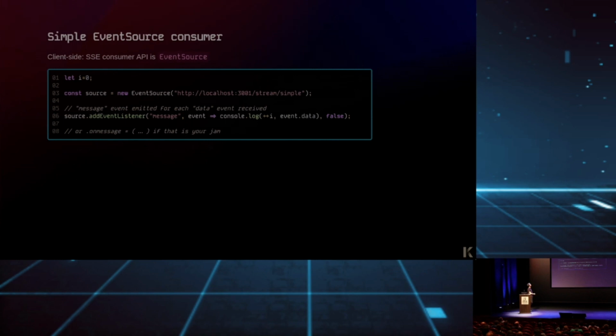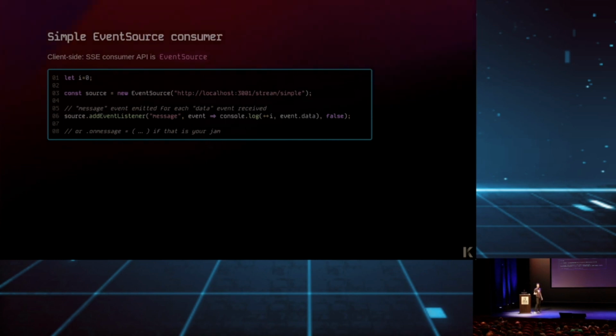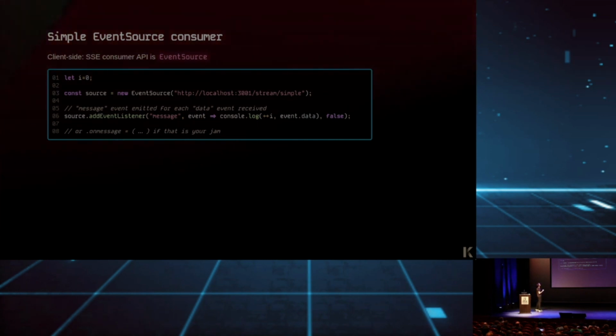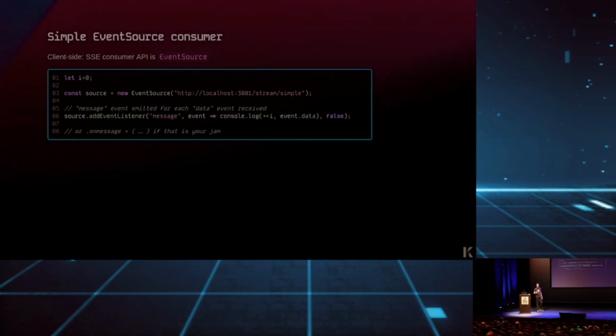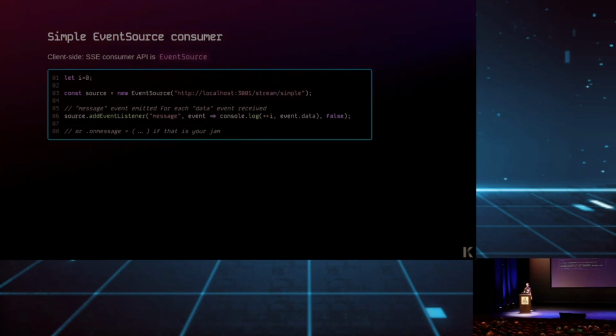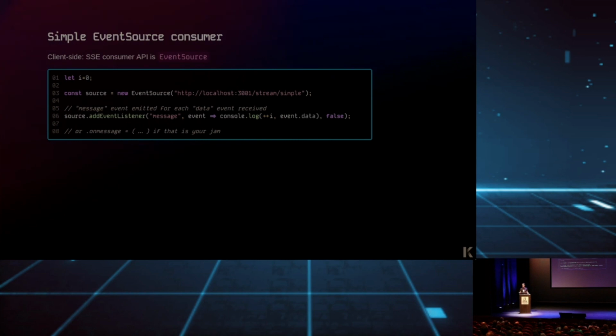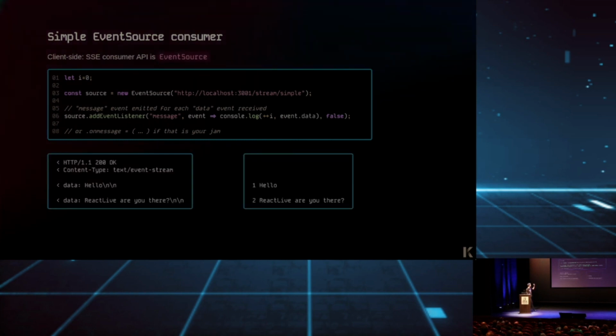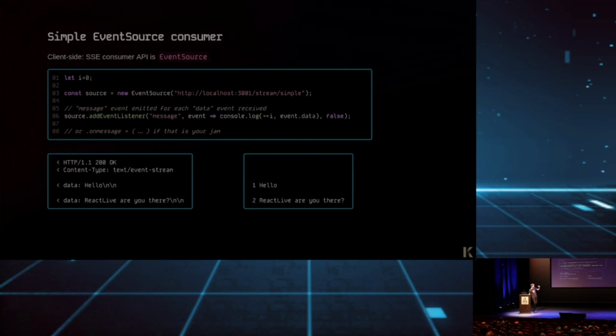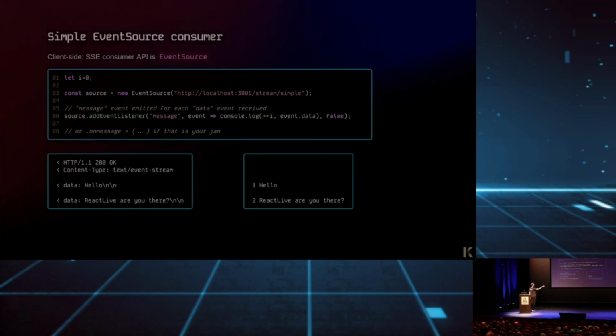On the client side, the API that consumes SSE is called EventSource. And as you can see, it is ridiculously simple to use. Simplicity is somewhat of a theme here generally, and at times it is simple to a fault. So on line 3, we instantiate an EventSource by passing the endpoint that we want to listen to, and then we just add an event listener for message. And for the previous example, where we wrote these 2 events, that would trigger the callback twice, giving us hello and React Live, are you there?